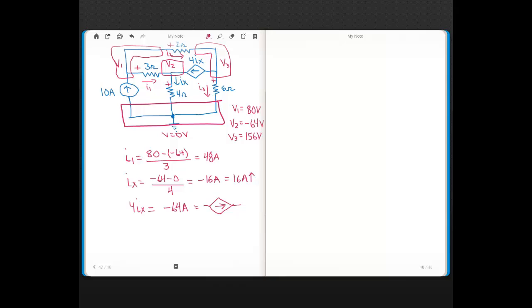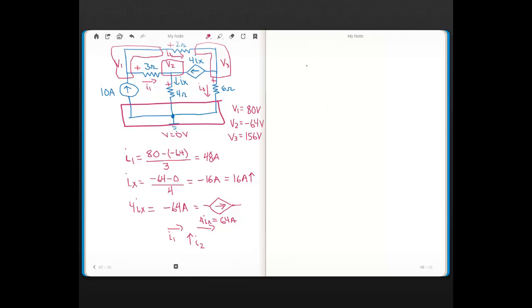Okay, so if you look at V2, what we have is I1 and I2 flowing in, okay, 48 and 16, and flowing out is the 4Ix. Okay, which when you show the current going the correct direction here, that's a positive amount. So 48 plus 16 flowing in, 64 amps flowing out. So you see KCL is satisfied at that node.